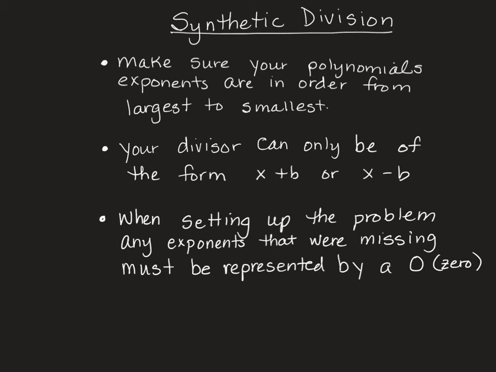All right, and then when I'm setting up the problem, any exponents that we're missing must be represented by a 0. So if I skip somebody, if it's not in the lineup, I have to hold its place by using a 0. So let's look at some problems.